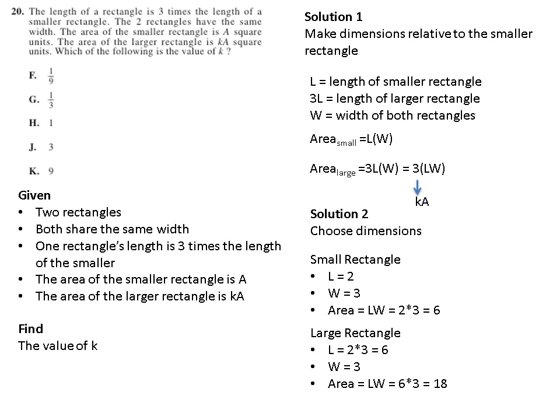So the larger one will have a length of 6, and again they share the same width, so W equals 3. And the area of the larger rectangle is 18. So if you look at what would need to be true to increase the area by k, you just take the area of the large divided by the area of the small, and you'll find that the answer is also 3.